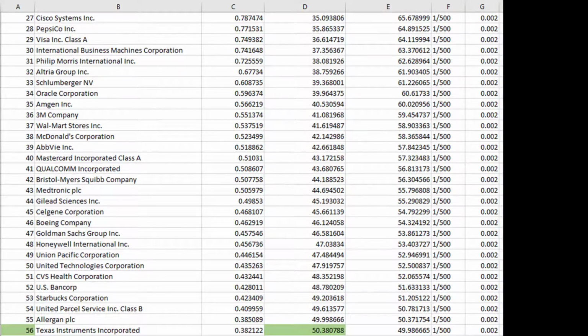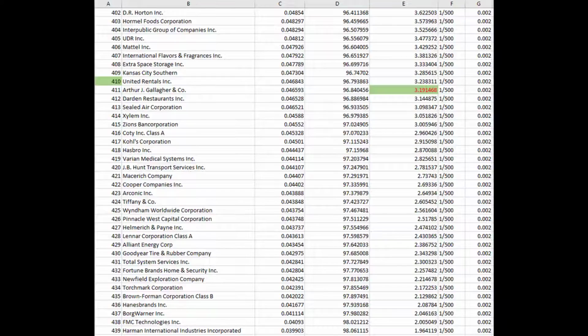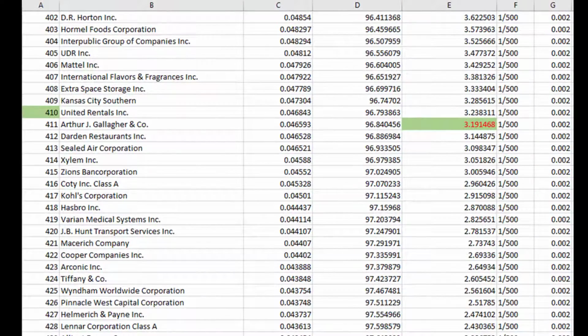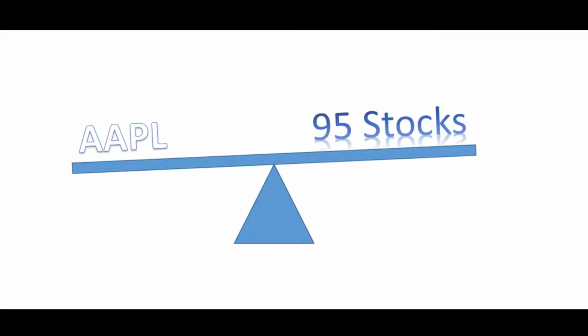Now, look at the other side. Column E is the cumulative weight of each stock added from the bottom up. The stock in rank number 410 shows the bottom 95 stocks only add up to the weight of one stock at the top, Apple. This simply means that Apple stock carries more weight than the bottom 95 of the largest companies in the U.S. index.